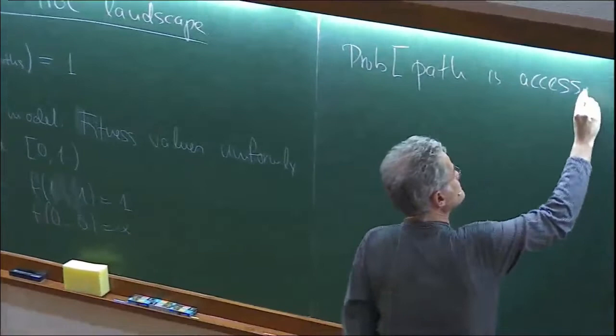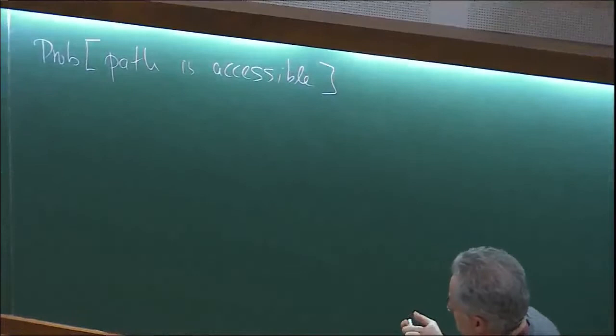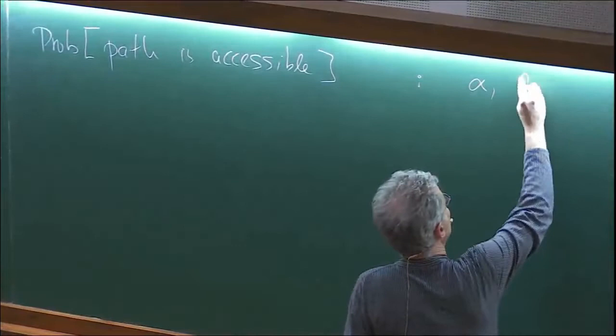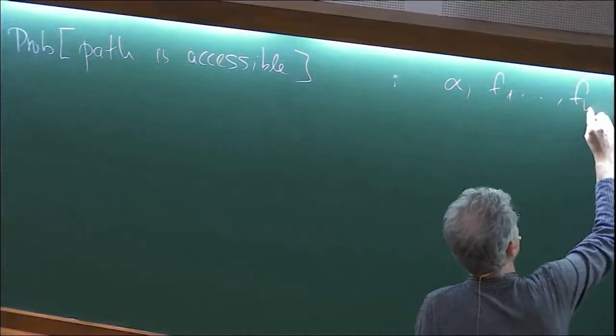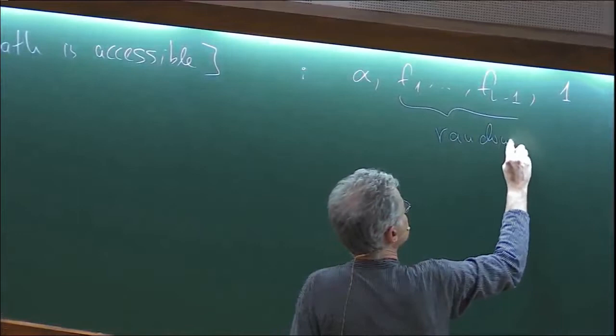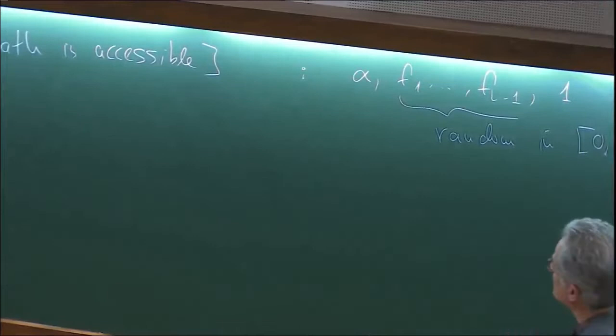Now, this path consists of this fitness value alpha, right? So the first fitness that I have is alpha. Then I have some random numbers, F1 up to F L minus 1. And then I have the fitness 1. Okay, so this is what the path looks like. So these are random and uniformly distributed in 0 and 1. So what is the probability for this to be accessible?